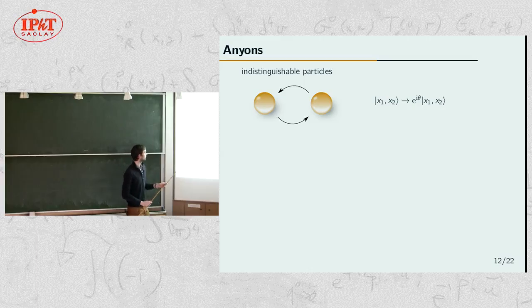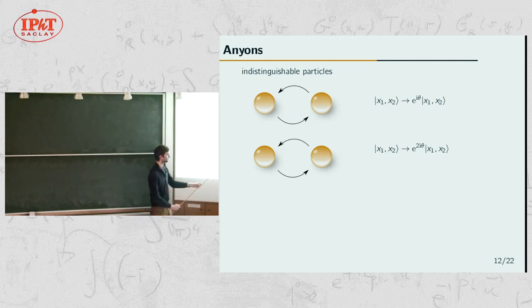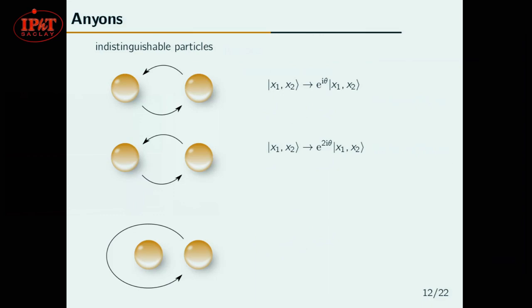You can represent the state of the system by a quantum state, which puts one particle at position x1 and the second one at position x2. Now if you exchange the particles, the physics should be the same because they are indistinguishable. So it means that the state should be the same up to some phase. Now to determine what this phase is, you can do this exchange a second time, and you pick up twice the phase. Now this double exchange is equivalent to taking one particle and moving it around the other.